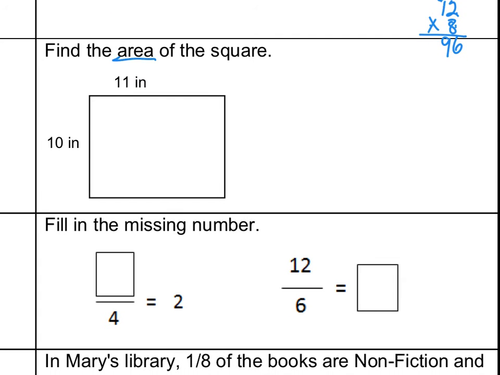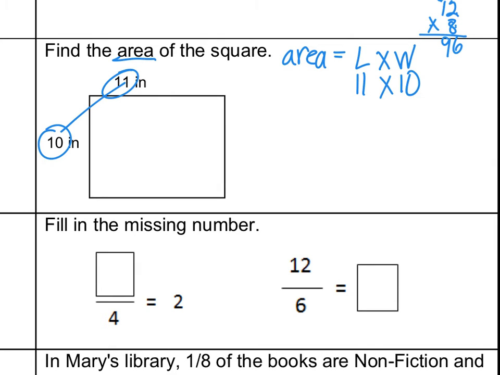Find the area of the square. We know area equals length times width. And here we have our length and width. 11 times 10. And if we do 11 times 10 like this and let the 0 hang off on the 10, bring the 0 straight down. 1 times 1 is 1. 1 times 1 is 1. We have our answer of 110, and the unit is inches squared.